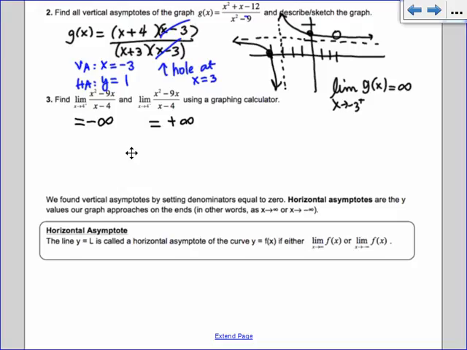Elena, you with me? All right, so you're going to both infinity and negative infinity.